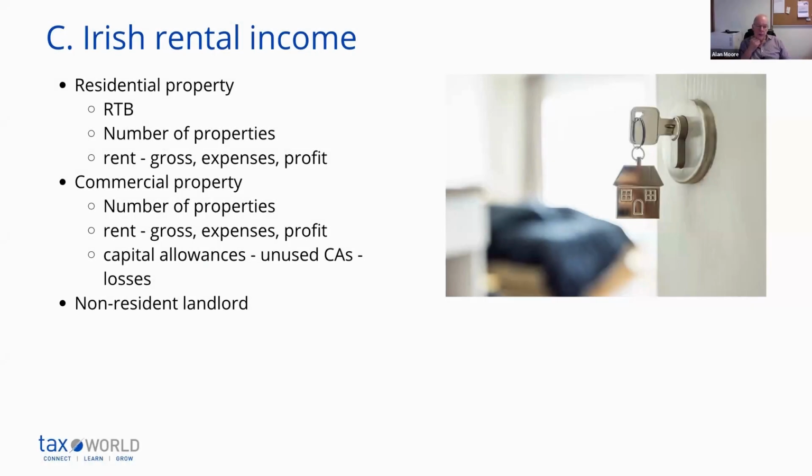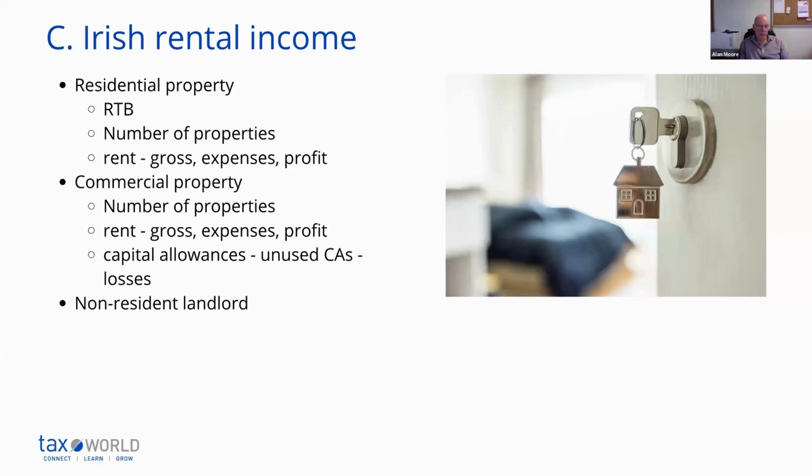Well, one of the key points about rental income, and there are two types of property obviously separated on the tax return. One is residential property and the other is commercial property. With residential property, a key requirement is that the property be registered with the Residential Tenancies Board, and if it's not, then you won't get the interest deduction on the loan for the property.